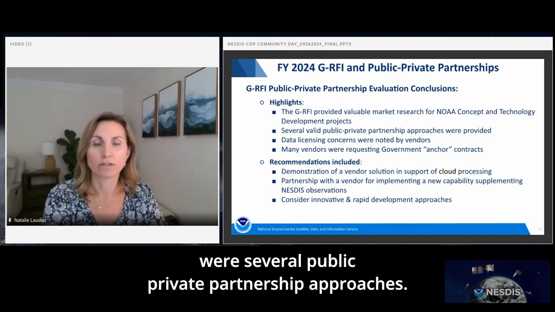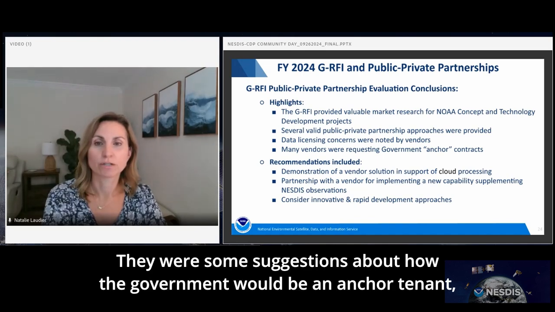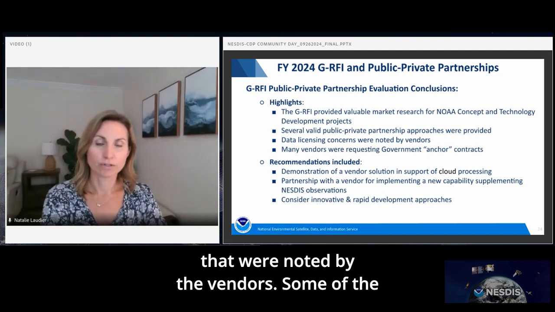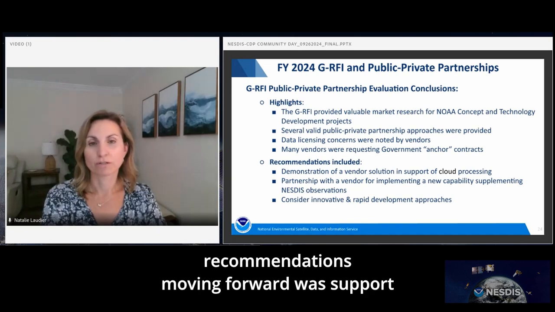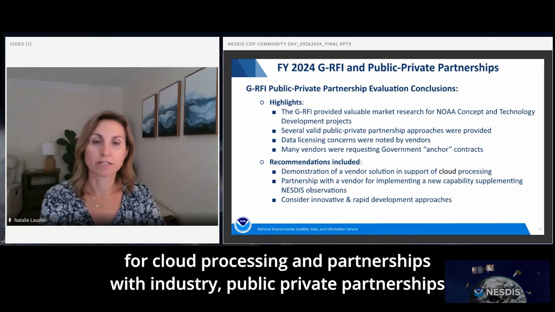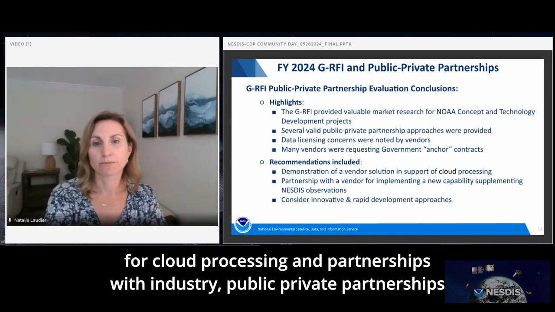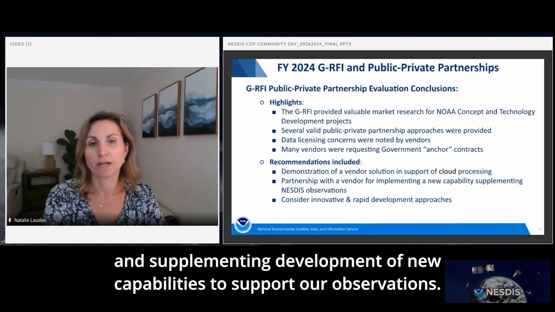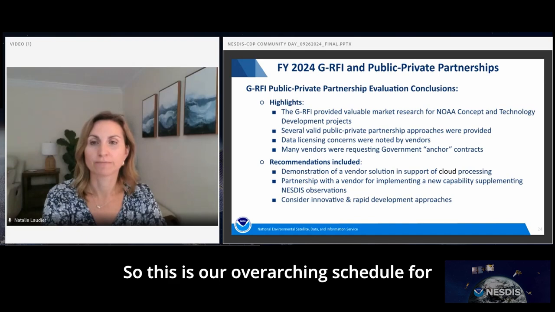There were several public-private partnership approaches. There were some suggestions about how the government would be an anchor tenant, meaning the primary customer. There were definitely some data licensing concerns that were noted by the vendors. Some of the recommendations moving forward were support for cloud processing and partnerships with industry, public-private partnerships, in supplementing development of new capabilities to support our observations.